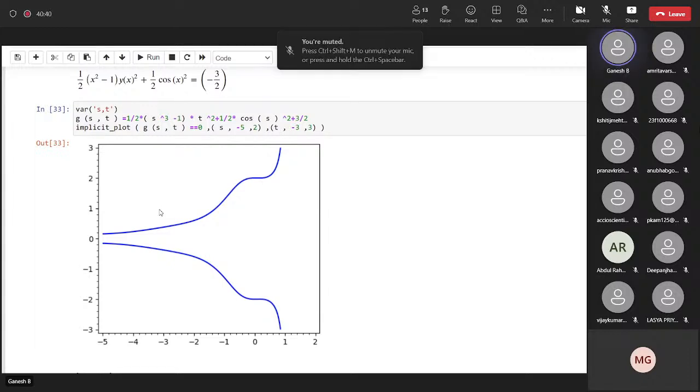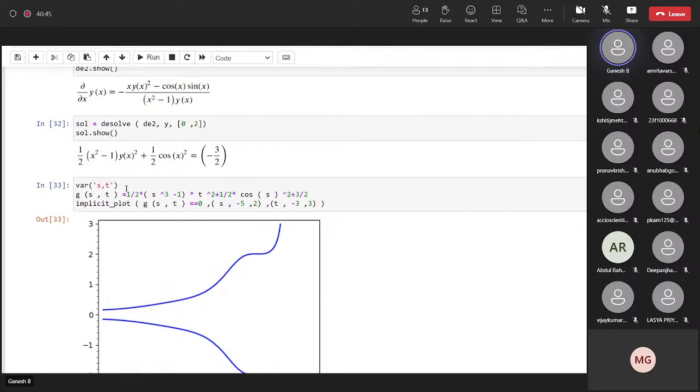If you take a close look at it, it appears like a multivariable function, but it's not. One is a function of the other. G of s comma t, it looks like s and t are two independent variables. It's not. One is dependent on the other, and it's dependent through the equation g is equal to 0.